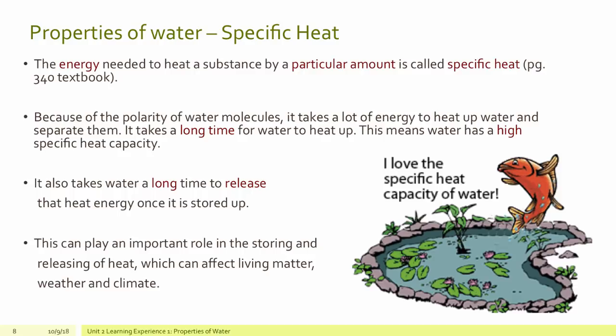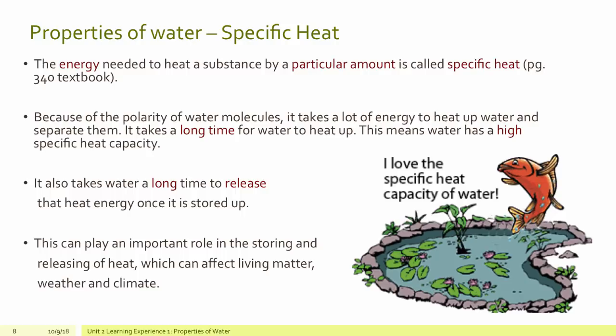Another property of water is specific heat. The energy needed to heat a substance by a particular amount is called specific heat. Lots of substances have different amounts of energy needed to heat them, so they get heated at different temperatures. Water is special though because of that polarity. They have those really strong bonds, and it takes a lot of energy to heat up the water to separate those bonds. Because it takes a long time, water has a high specific heat capacity, meaning it takes a lot of heat for it to get hot. It also takes water a very long time to release that heat energy once it's stored up.